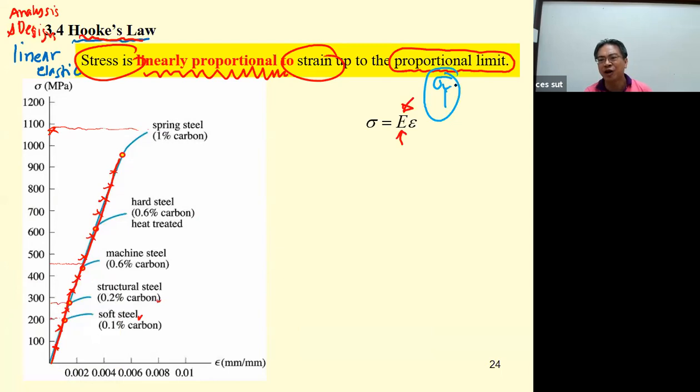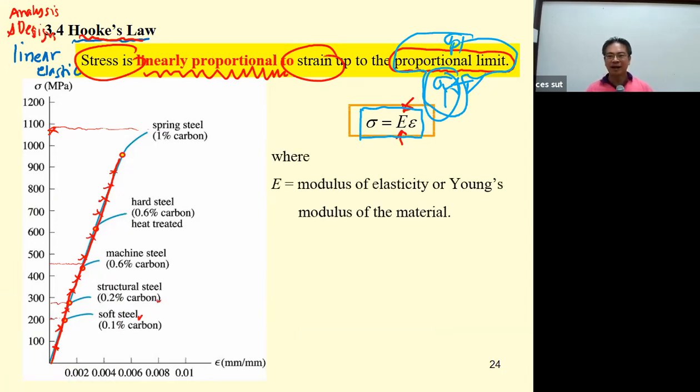And the definition of yielding stress is clearer than the proportional limit stress. So most of the time we allow the use of this relationship up to the yielding stress by setting the proportional limit equal to the yielding stress. And by doing this, the E is the slope.